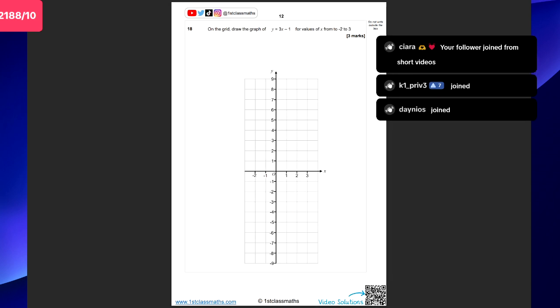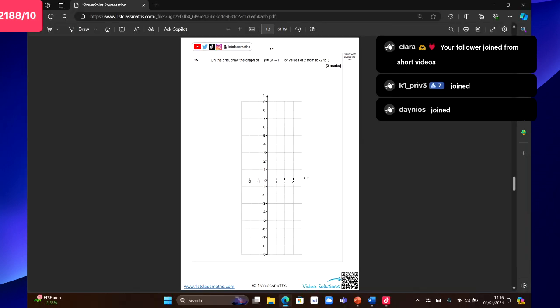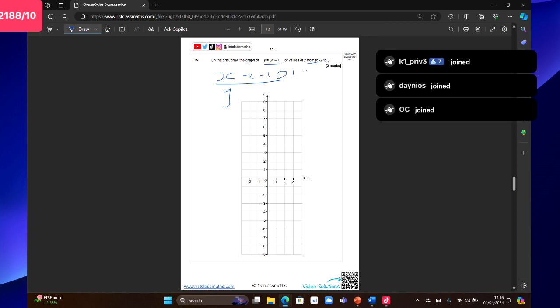Let's move on. Okay, plotting straight line graphs. Again, we're now in the higher tier territory, so this can appear on both the foundation and higher. So plotting straight line graphs from -2 to 3. We want a table of values, going from -2, -1, 0, 1, 2, and 3. So we're going to sub in the x coordinates to work out the corresponding y coordinates.